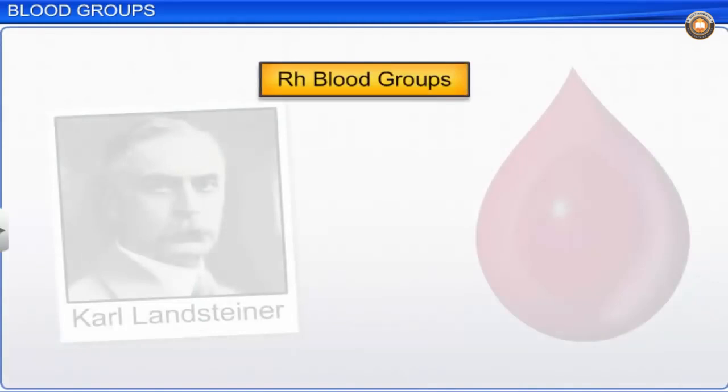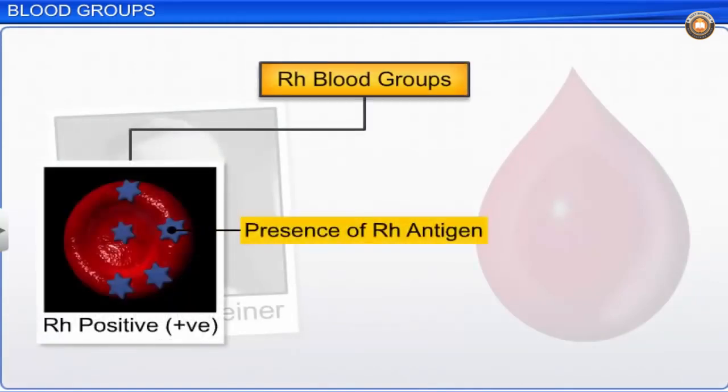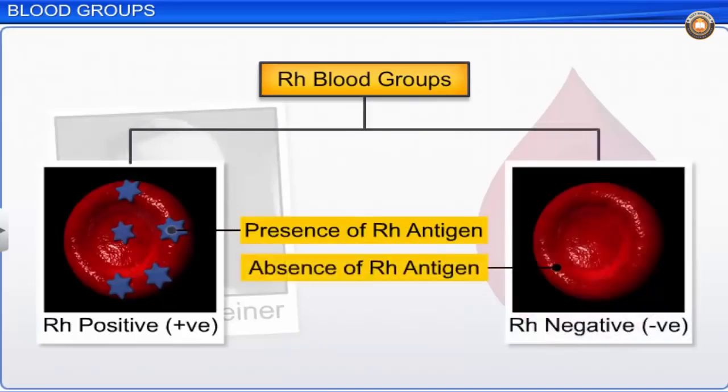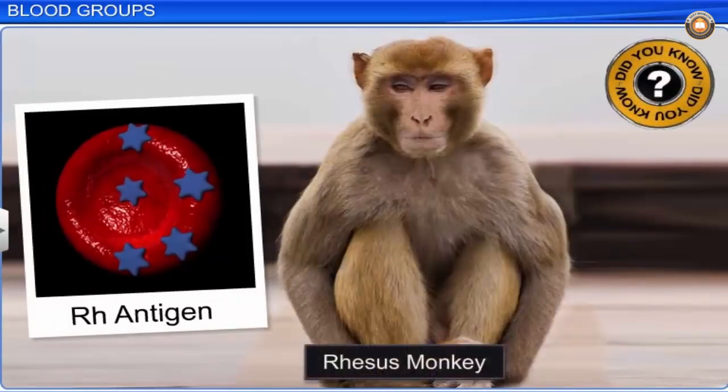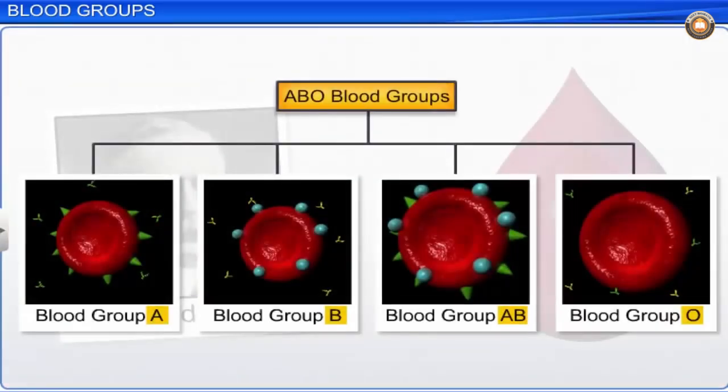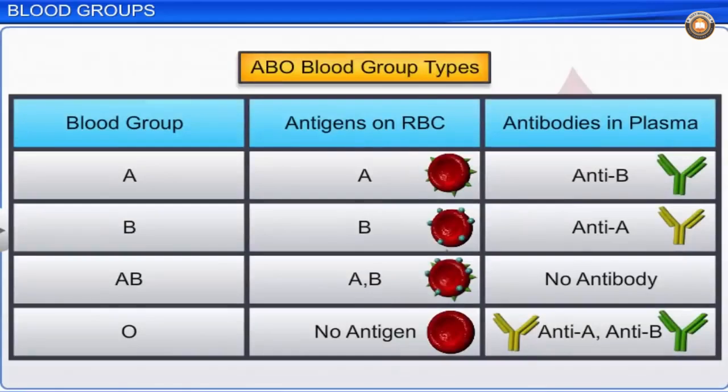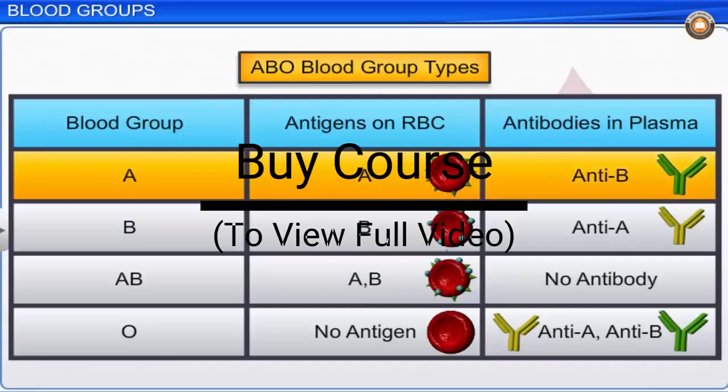The presence of the Rh antigen in the blood is called Rh positive, and the absence of the same is called Rh negative. Did you know that the Rh antigen is named after the rhesus monkey in which it was first identified? Apart from antigens, anti-A and anti-B antibodies are naturally present in the plasma of humans. However, the presence or absence of a particular type of antibody depends on the antigens on the RBCs. For example, individuals with A blood group have A antigen, and hence the anti-B antibody is natural.